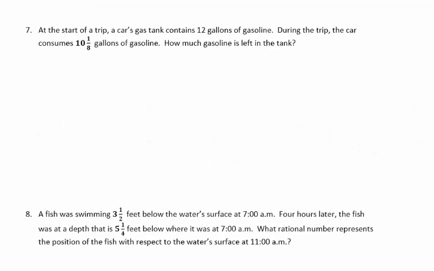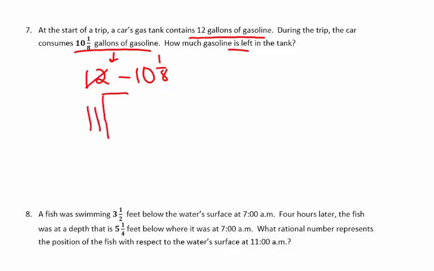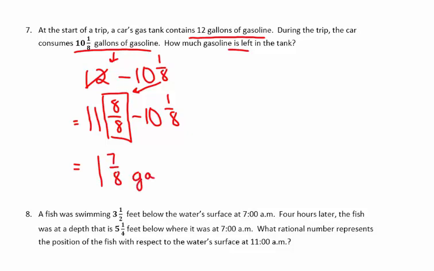Number 7, at the start of a trip, a car's gas tank contains 12 gallons. That's what it started with. During the trip, we used 10 1/8. How much is left? So 12 gallons minus 10 1/8. We have no fraction here, but we can make one. We're going to borrow 1 whole, and I can make any fraction I want right here. And I'm going to use the denominator I already have here. So that's 11 and 8/8. And now I can subtract 10 1/8. So I subtract the whole numbers as 1, and the numerators is 7/8 gallons.